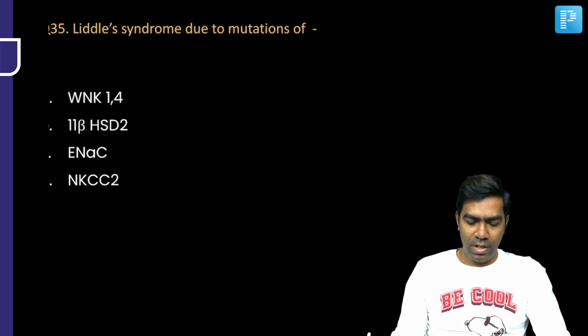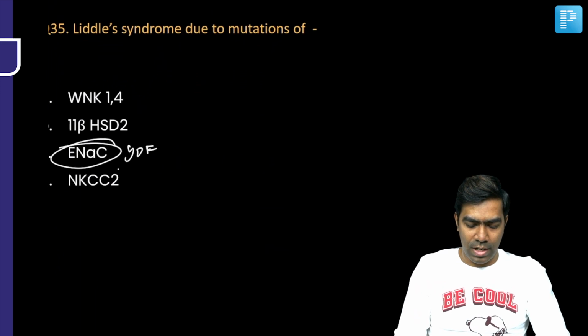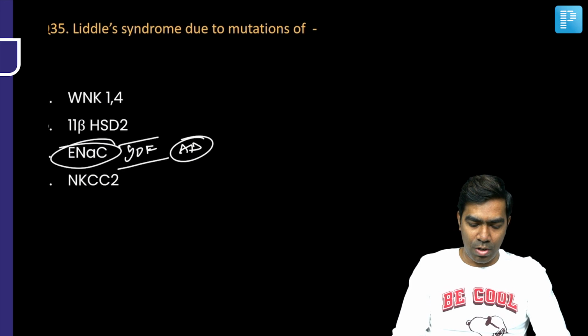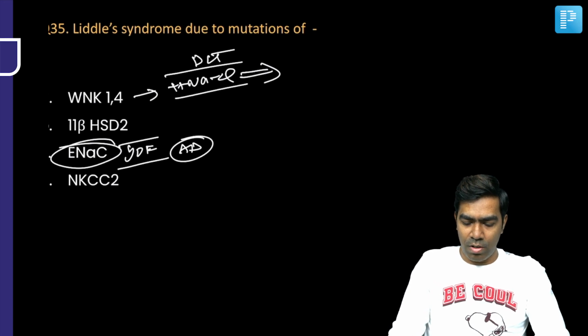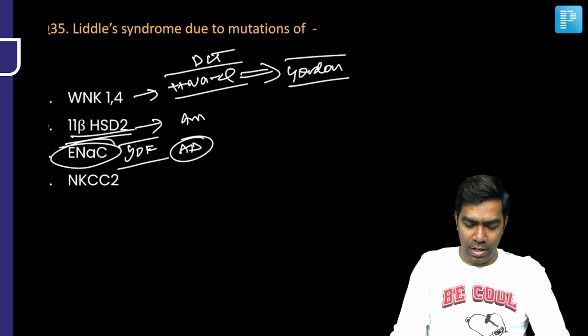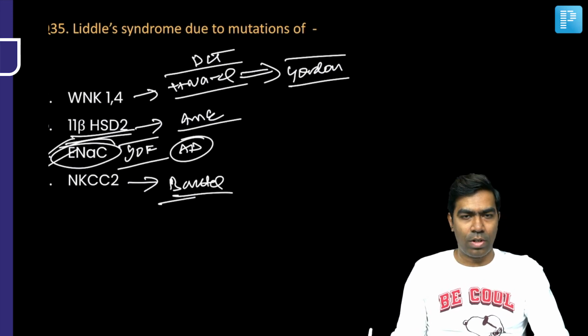Coming to question 35, Liddle syndrome is due to mutation of, of course, ENaC channels. So it's going to be a gain of function mutation of ENaC channels, and Liddle syndrome is going to be inherited in an autosomal dominant fashion. WNK1 and WNK4 mutations will result in activation of sodium chloride transporters. That's going to result in the development of Gordon syndrome. And 11-beta-HSD2 deficiency will result in apparent mineralocorticoid excess, and NKCC2 defect will result in Bartter syndrome. So the right answer for this question is going to be option C.